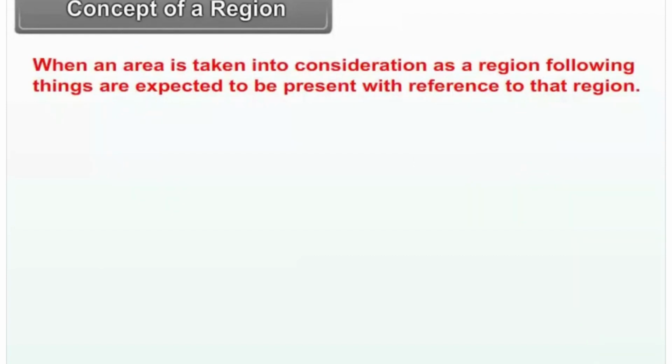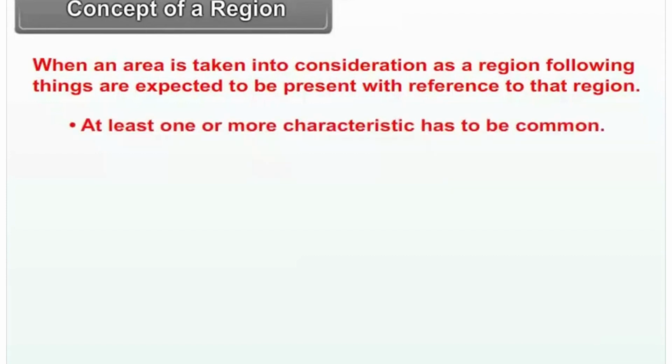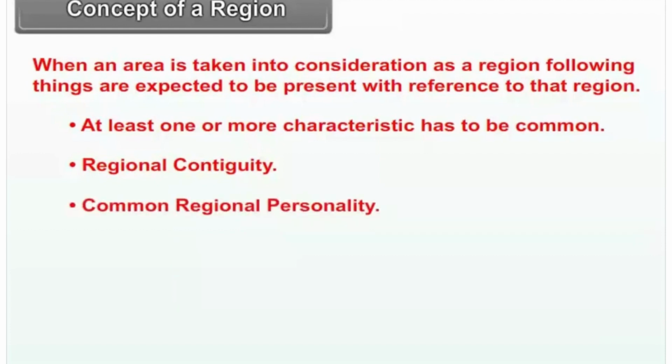When an area is taken into consideration as a region, following things are expected to be present with reference to that region. 1. At least one or more characteristic has to be common. 2. Regional contiguity. 3. Common regional personality. 4. Similarity.